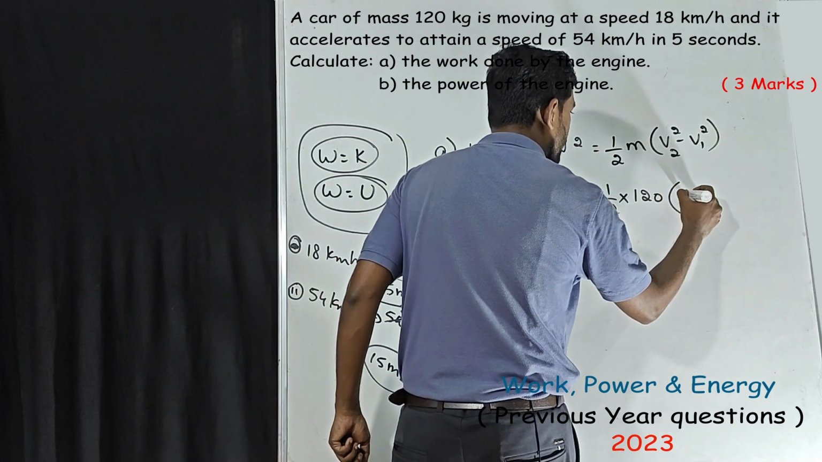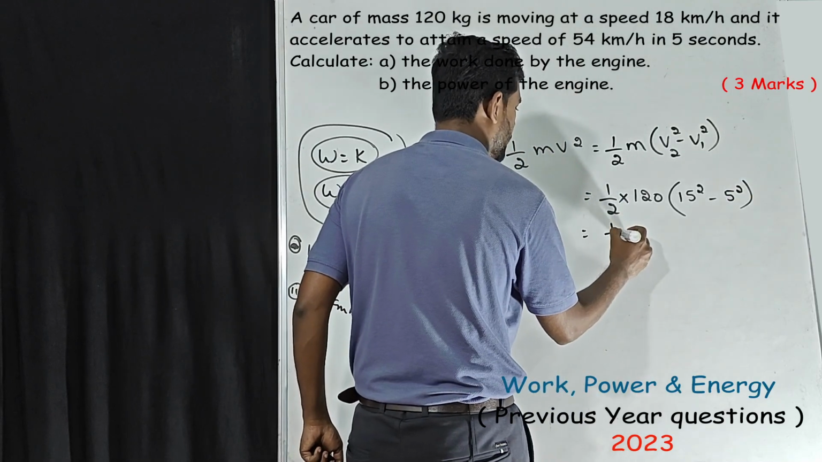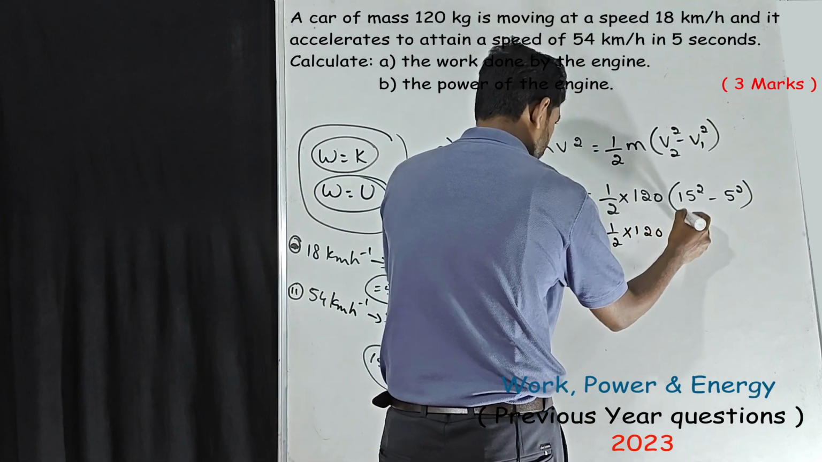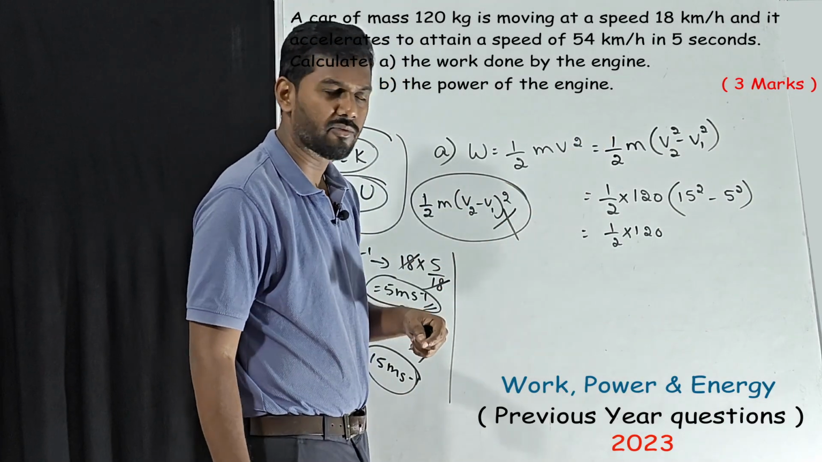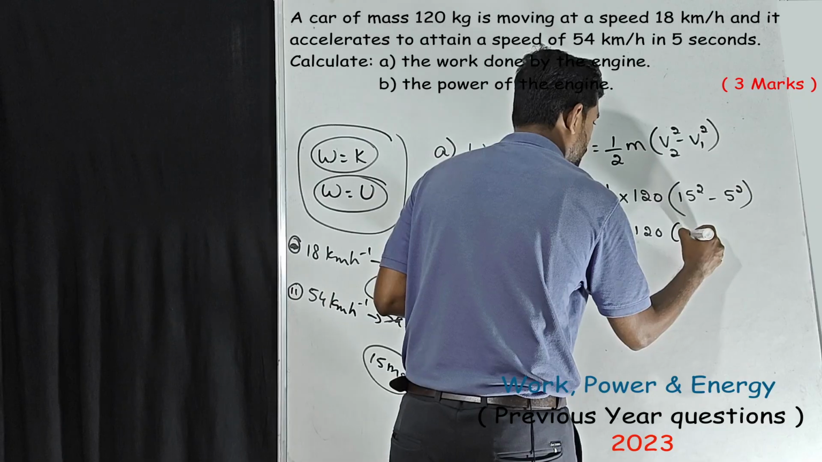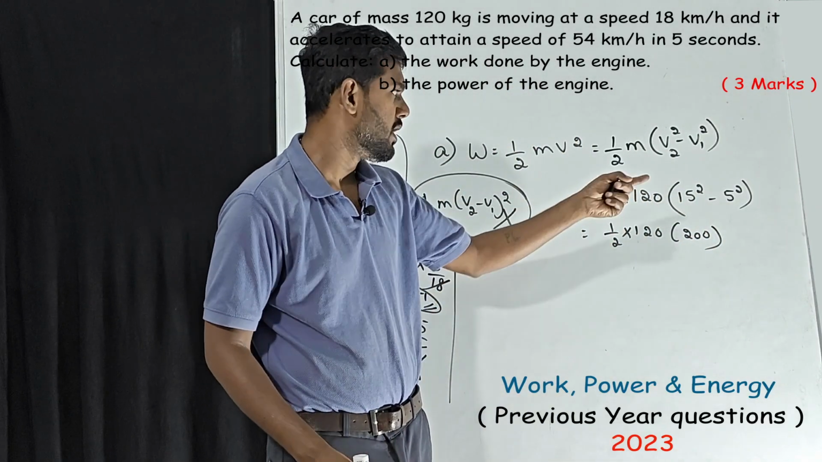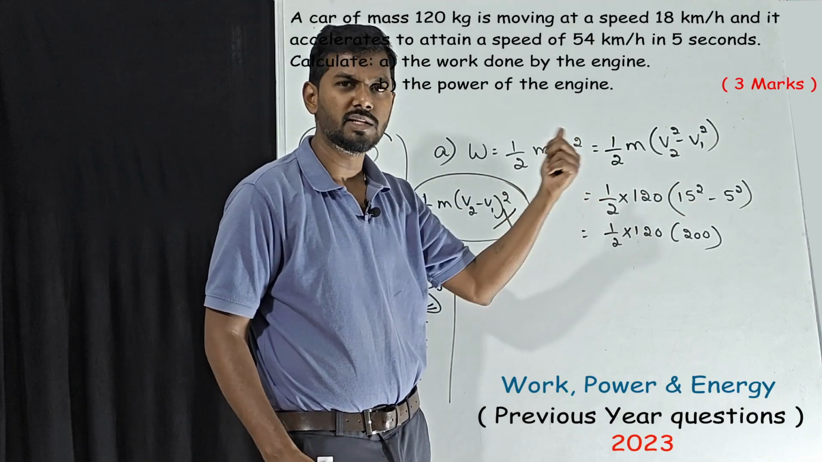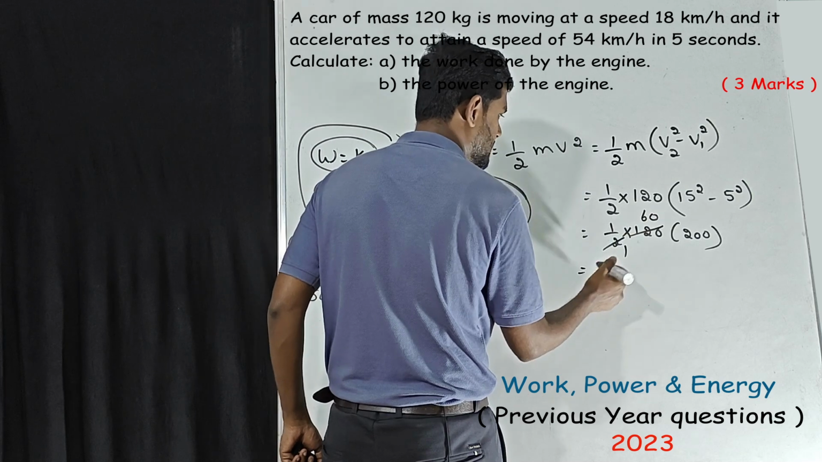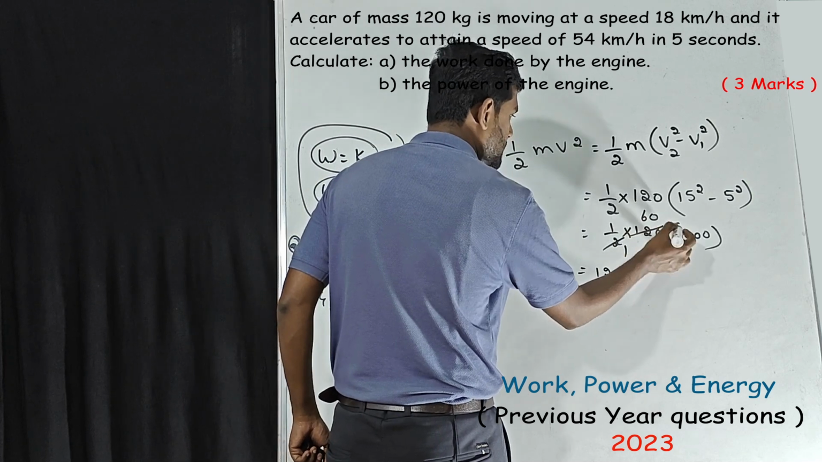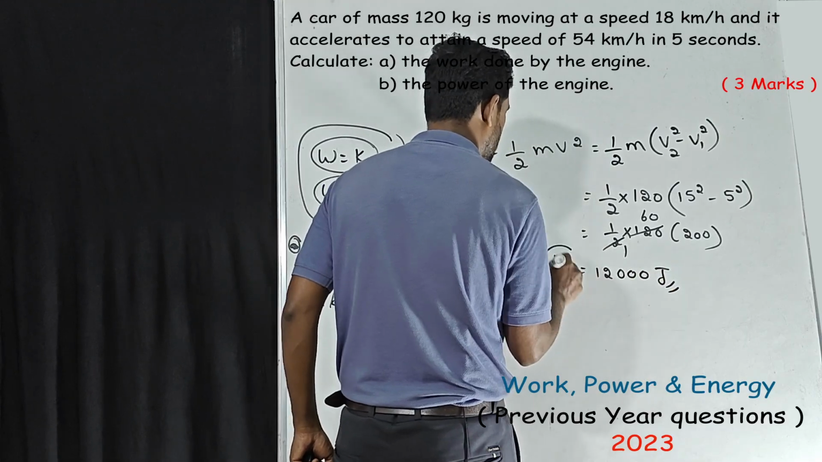First, v2 square is 15 square, v1 square is 5 square. Half into 120. What is 15 square? That is 225. 225 minus 25, that is 200. Correct, 15 square minus 5 square, 225 minus 25, that is 200. Then 60 into 200: 6 twos are 12, then 3 zeros.